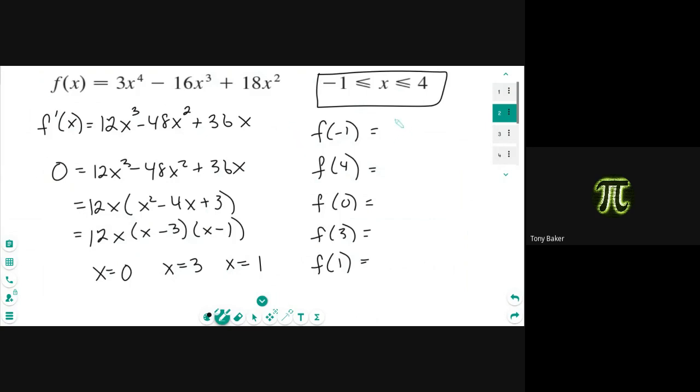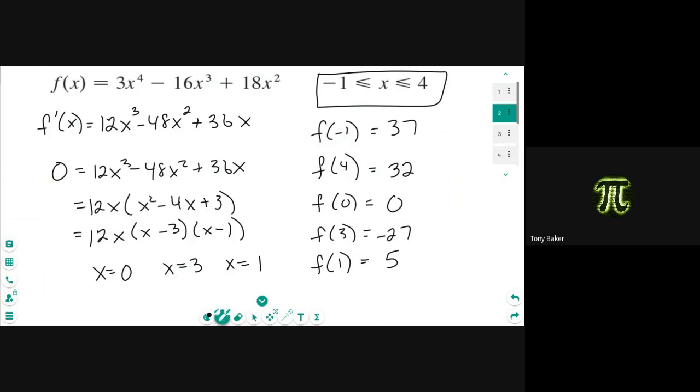So what's the answer for -1? What's the answer for 4? Was it 32? 0 is? 3 is? Is also 0? Oh, okay. I was going to say it shouldn't have been 0. And what was 1? 5.